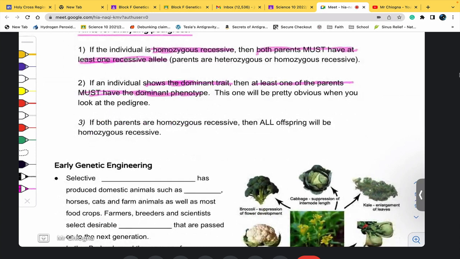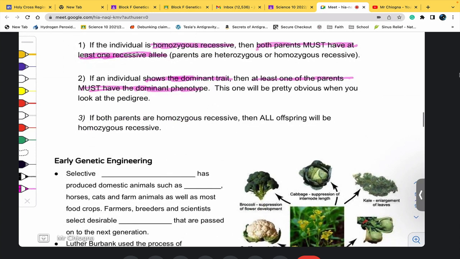Okay. And then thirdly, if both parents are homozygous recessive, then all the offspring will be homozygous recessive.